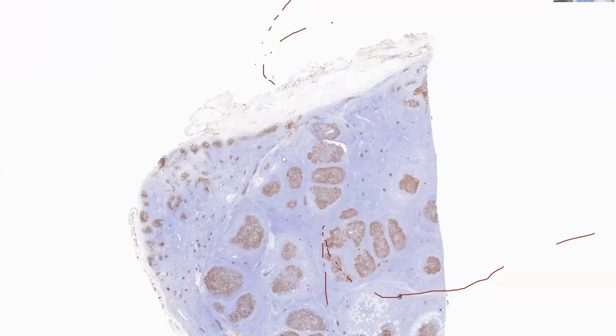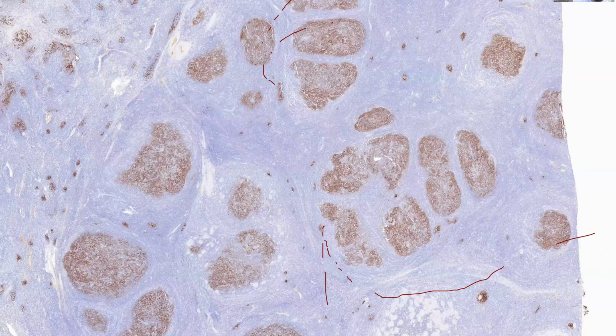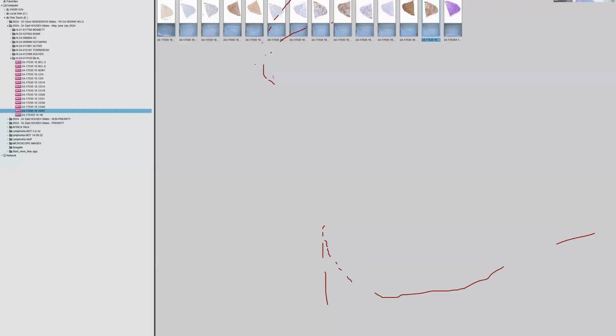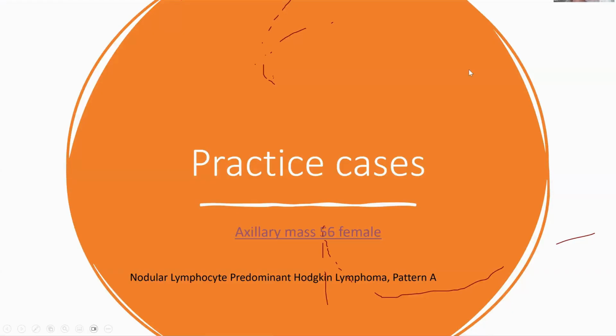The CD21 shows a pattern of slightly expanded follicular dendritic meshwork, and this is the typical feature that you see here. And the last thing I want to show is the CD45. You can see that these larger cells are strongly positive for CD45. CD57 shows some rosettes around these larger cells. So this is how you diagnose. It's just clinical as well. On morphology alone, you can diagnose this entity.